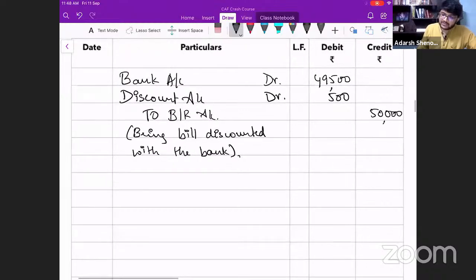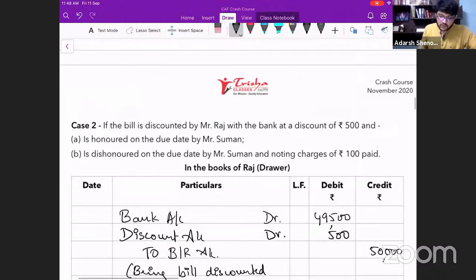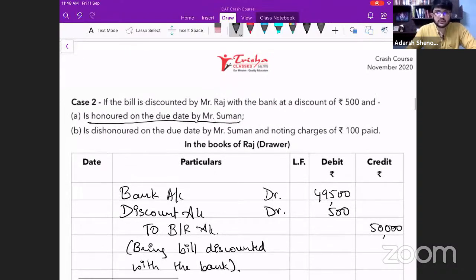Okay, next one. What if it is honored? It's honored on the due date. You have given the bill to the bank. Suman is going on the due date to the bank and paying the money. Are you involved in this transaction? Not at all. It's not going to make a difference to you because the banker is going to collect the money. He's going to keep the money. I am not involved in this one at all.